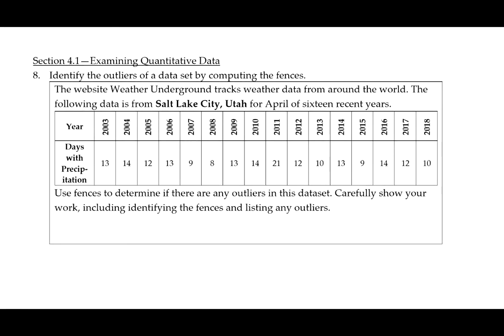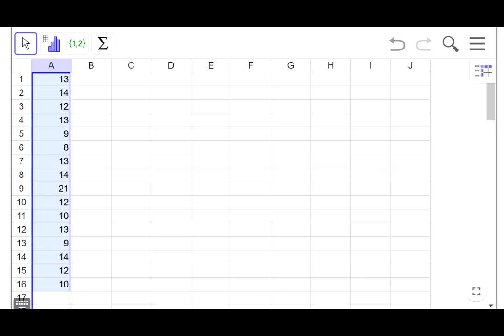Carefully show your work. So let me write the formulas for computing fences. They are Q1 minus 1.5 times the IQR and Q3 plus 1.5 times the IQR. Any data value that is below the lower fence or above the upper fence will be considered an outlier. So we need to find Q1 and Q3 in order to compute the IQR and to compute these fences.